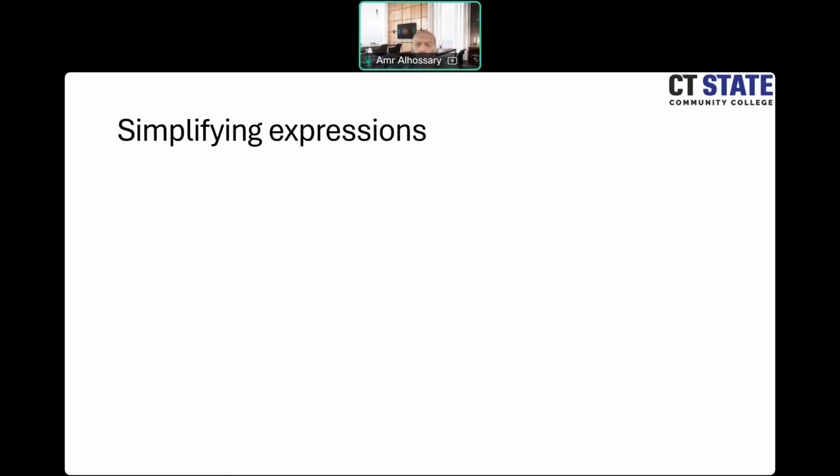Next slide or two is about simplifying expressions. This is not so important for you now, but it's nice to know. Put them in your mind for the future.